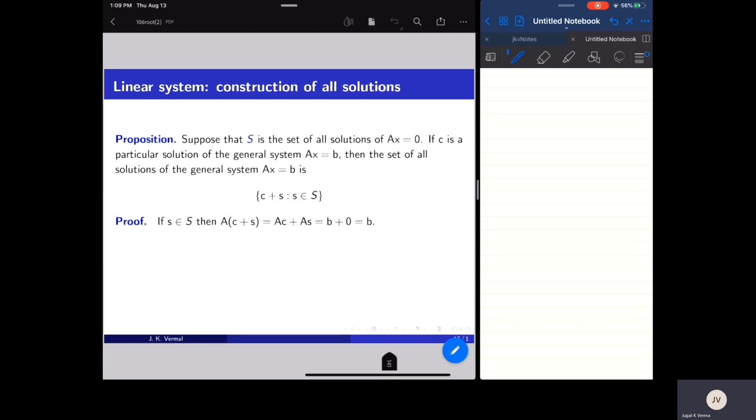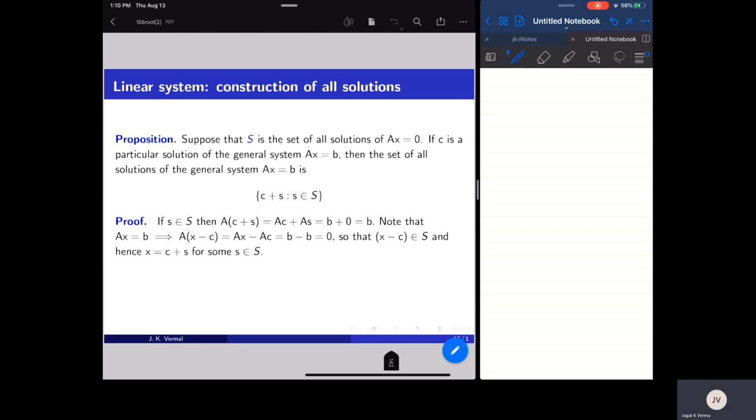Now we prove the converse. We want to show that every solution of Ax equal to B looks like C plus S, where S is a solution of Ax equal to 0. So suppose we subtract the vector C, which is a particular solution, from an arbitrary solution of Ax equal to B.